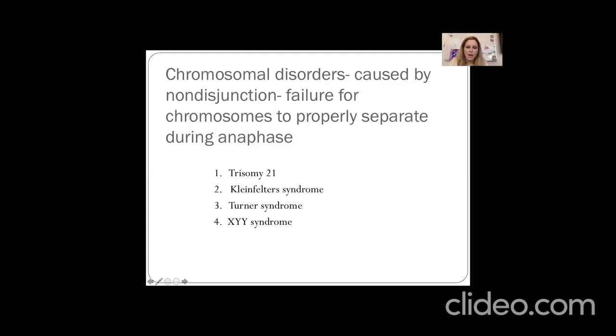All right. Non-disjunction is a failure for chromosomes to properly separate during anaphase of meiosis. So basically what I'm saying here is that sister chromatids get stuck together and you end up with too many or too little number of chromosomes in an egg or a sperm. So that's what that is.